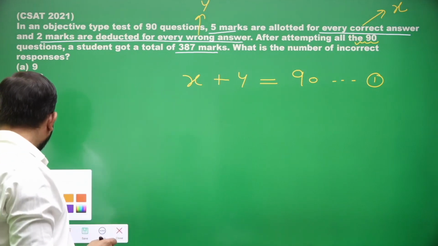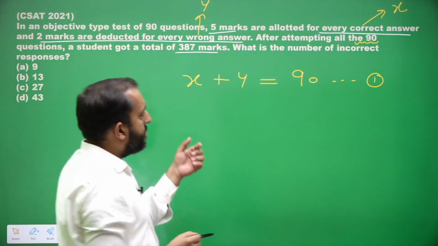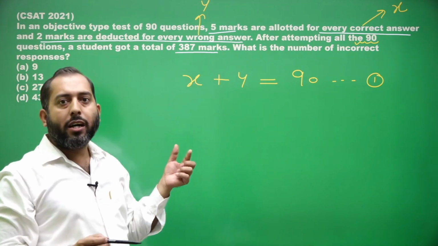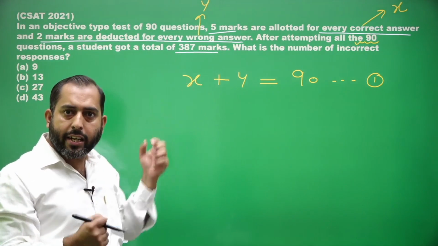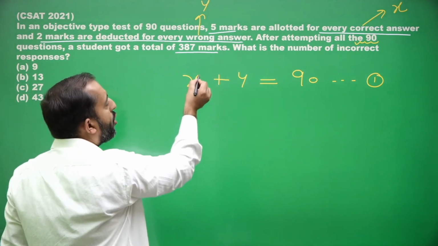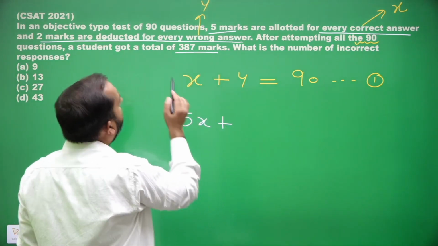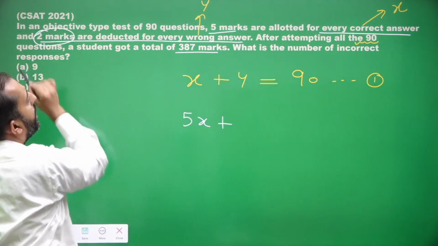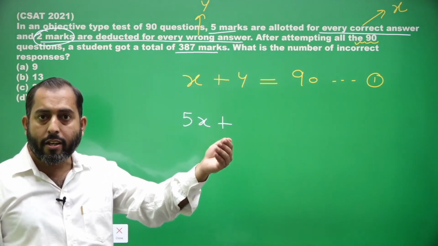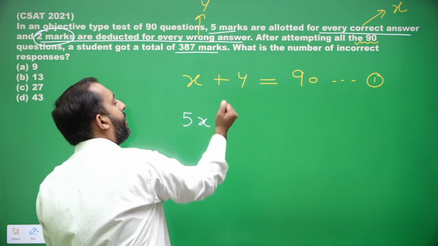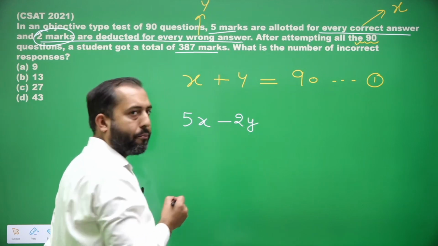Now it is given to us that 5 marks are allotted for every correct answer. So how many correct answers are there? x correct answers are there. So total marks because of these x correct answers should be 5x. 2 marks are deducted for every wrong answer. How many wrong answers are there? y wrong answers are there. So total marks deducted because of y wrong answers must be 2y.